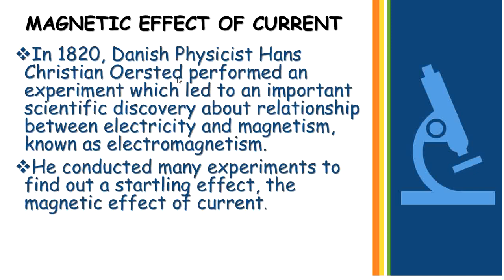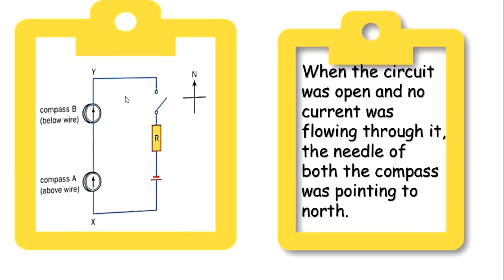In 1820, Danish physicist Hans Christian Ørsted performed an experiment which led to an important scientific discovery about the relationship between magnetism and electromagnetism. It was on 21st April 1820 that Ørsted gave a lecture. He demonstrated electric circuits in a class. He switched the circuit on and off.